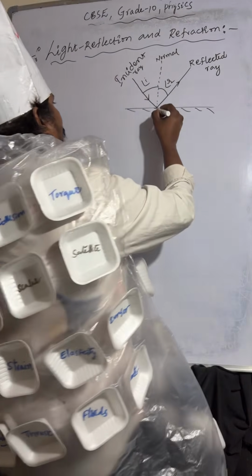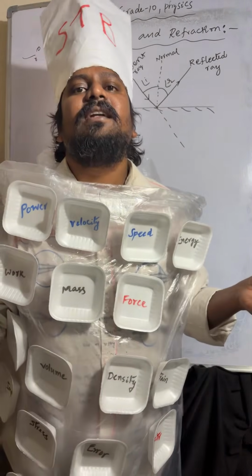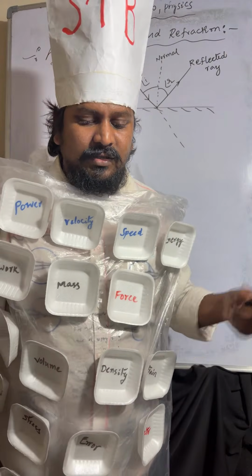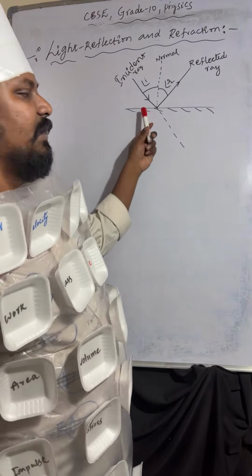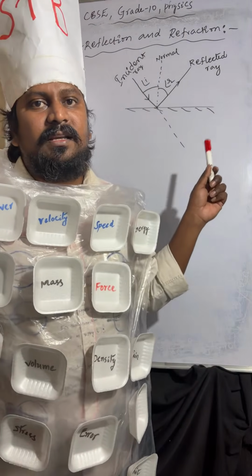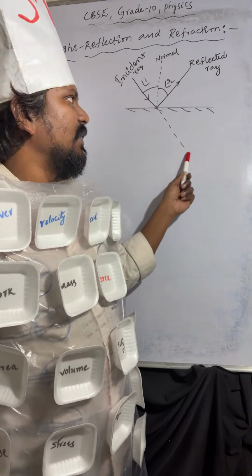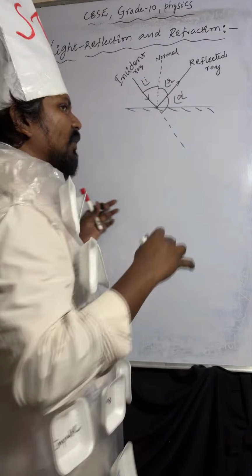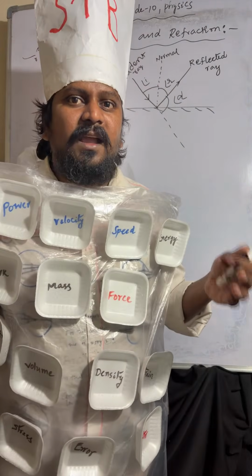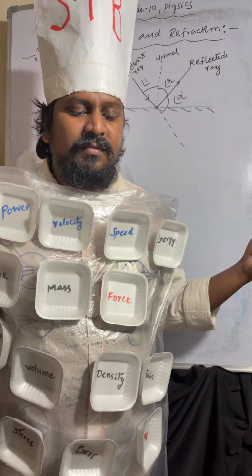And this light ray is the undeviated line, which is the initial direction of the incident ray. Understood? So the angle between the reflected ray and the undeviated line is called the angle of deviation.